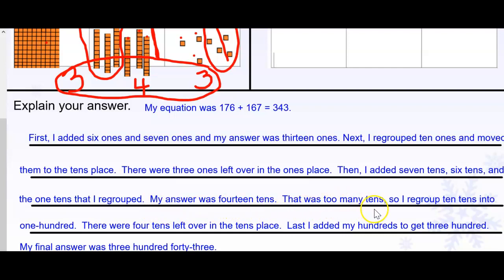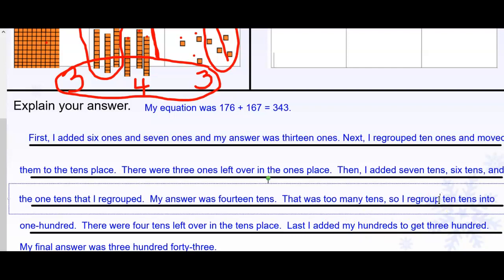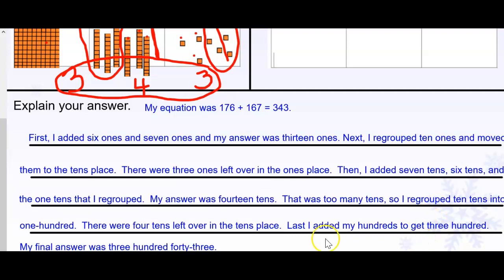That was too many tens. So I regrouped 10 tens into 100. There were 4 tens left over in the tens place. Last, I added my hundreds to get 300. My final answer was 343. Boys and girls, please pause the video and make sure you write down how we explain our addition equation.